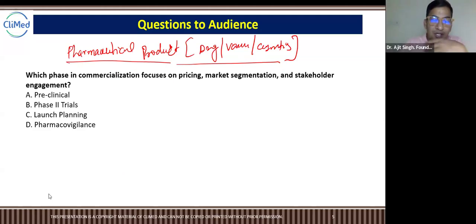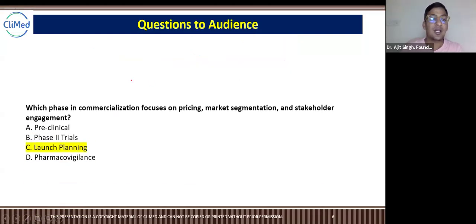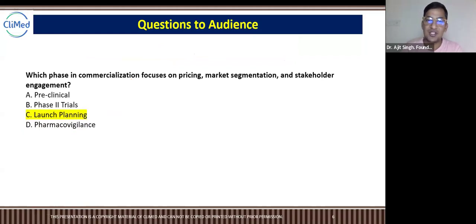Yes, got a lot of answers. The answer is C here. So, yes, launch planning, definitely. Preclinical, phase 3 is clinical development, and pharmacovigilance is phase 4, right? So the correct answer here is launch planning.